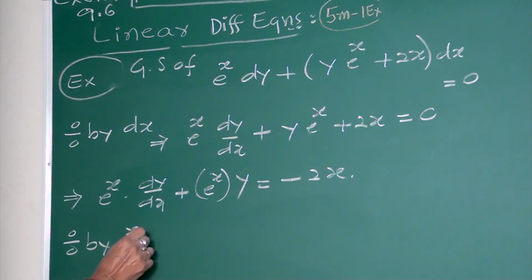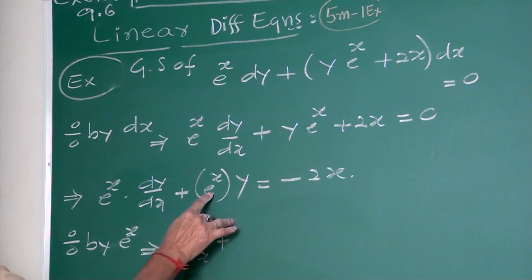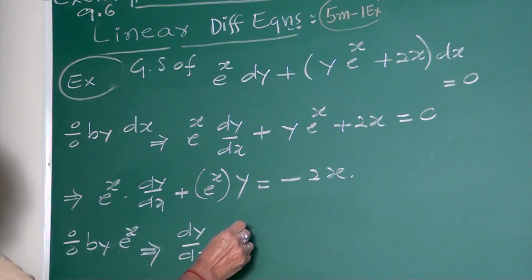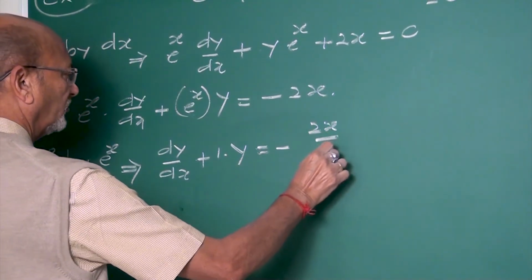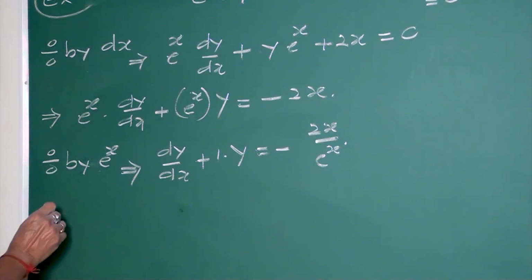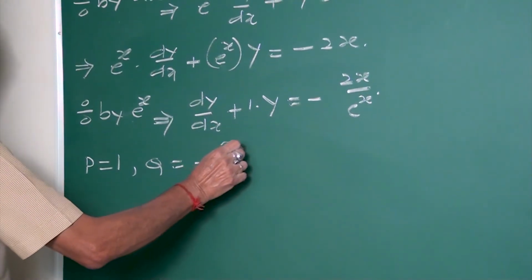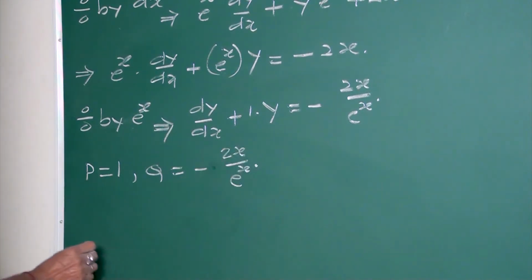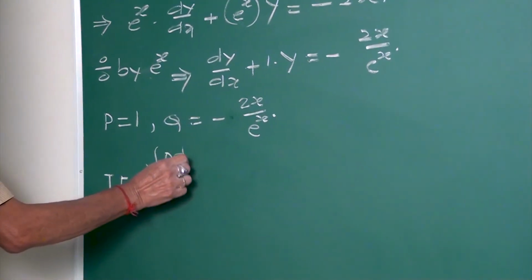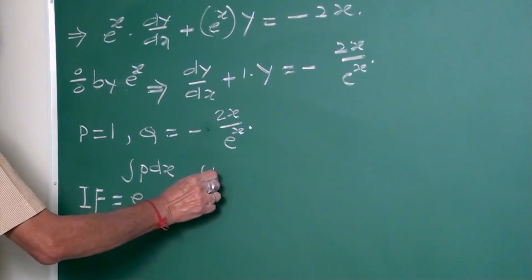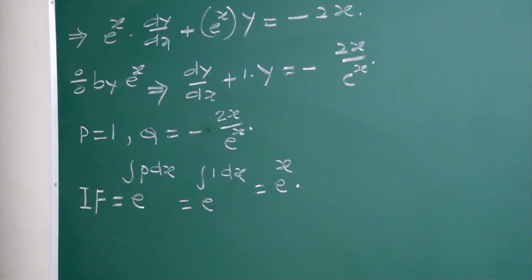divide by e to the power x. This gives, after cancellation, dy by dx plus e to the power x cancels with e to the power x, leaving 1 with y equal to minus 2x upon e to the power x. You are dividing. My friend, here P is 1. Q is minus 2x upon e to the power x. So, integrating factor is e to the power integral of P dx, the formula. E to the power integral of 1 dx. Integral of 1 is x. Therefore, the integrating factor is e to the power x.